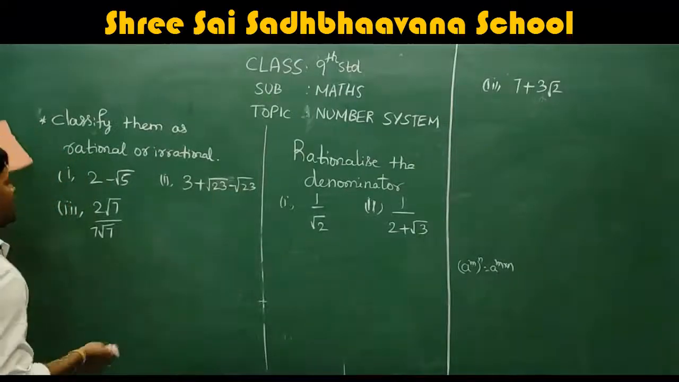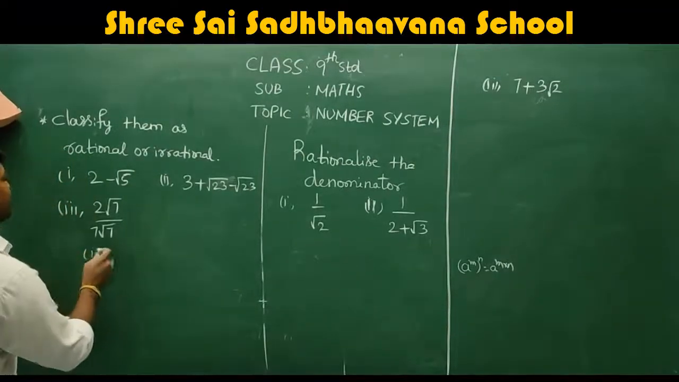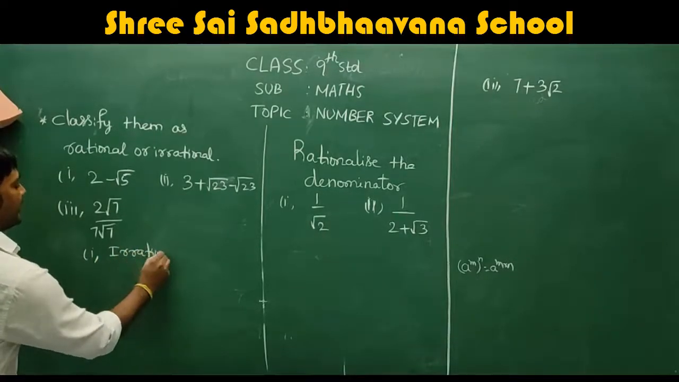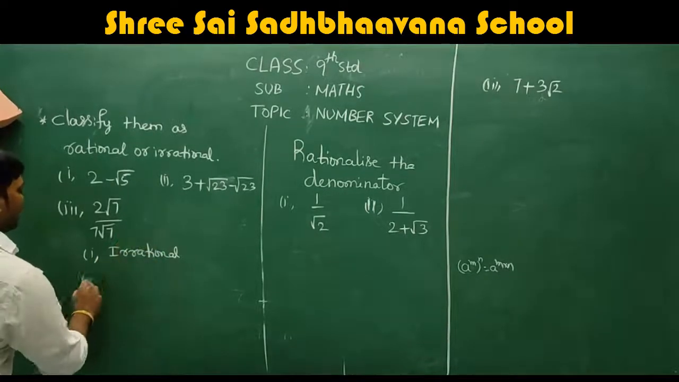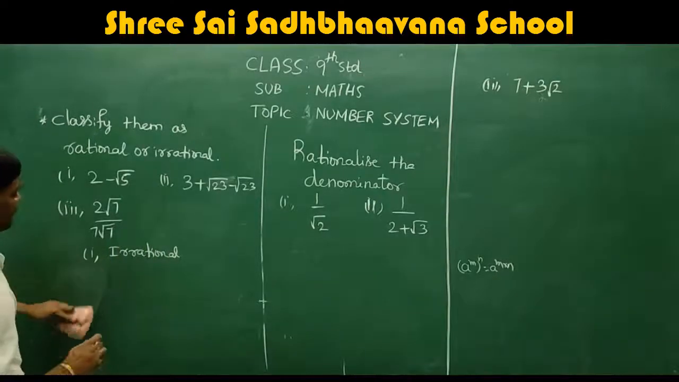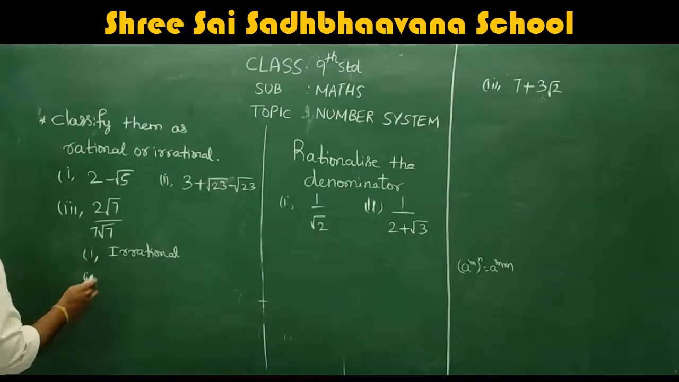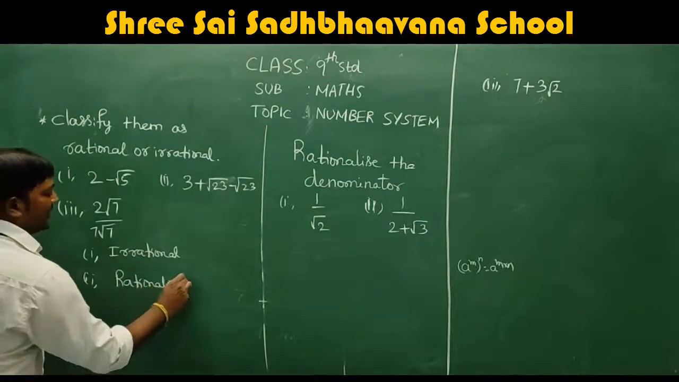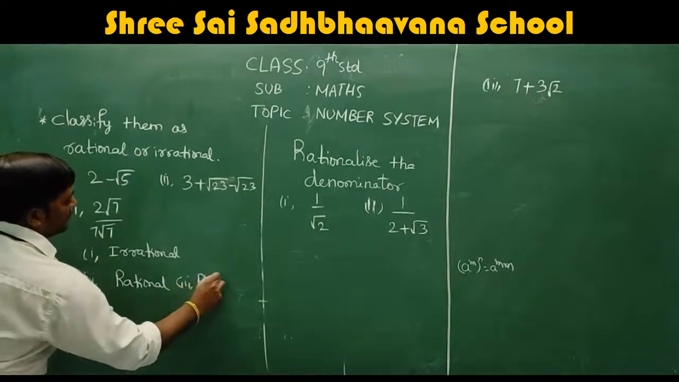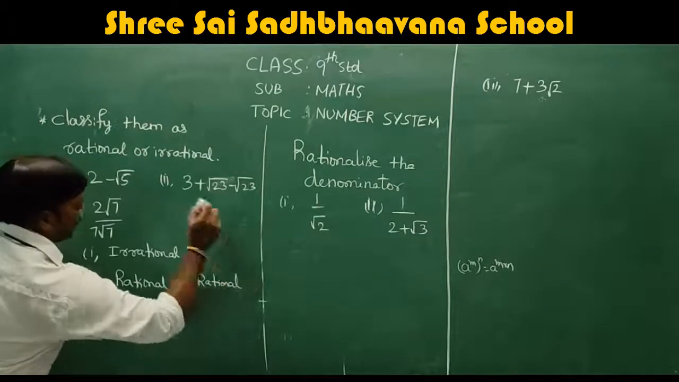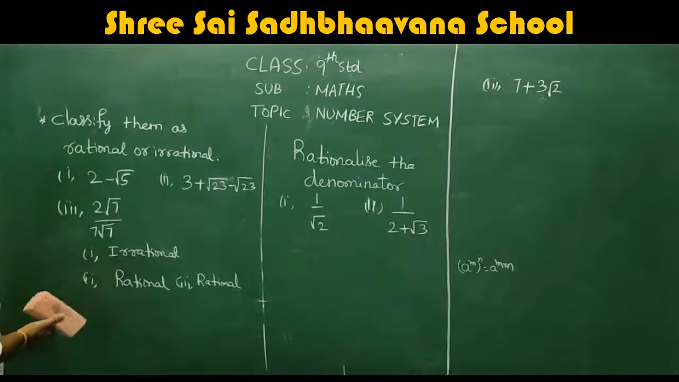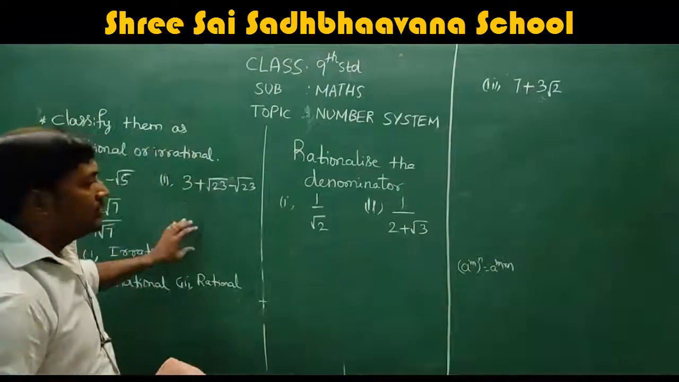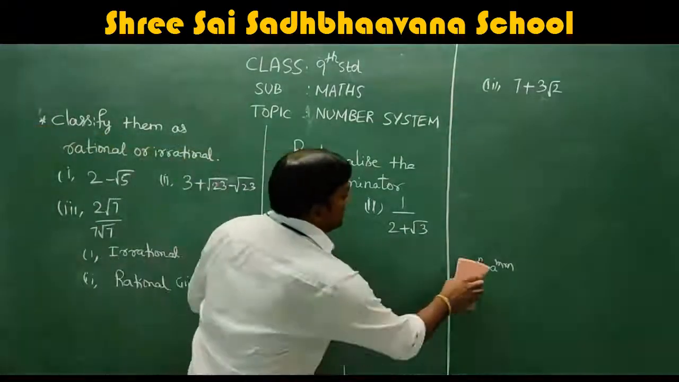So in this, I can write: the first one we classified as irrational. The second one we classified as rational. And the third one is also rational. So in this, 2 rational numbers are there and 1 irrational number is there. Okay, I hope you understood this. Let me go with the next concept.